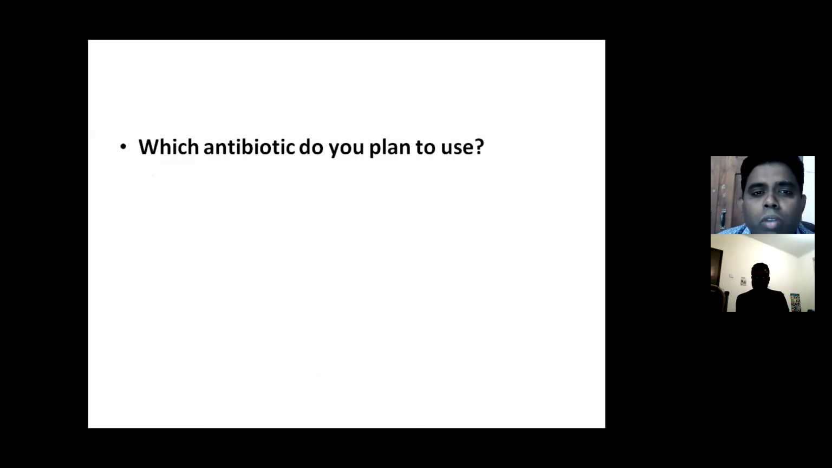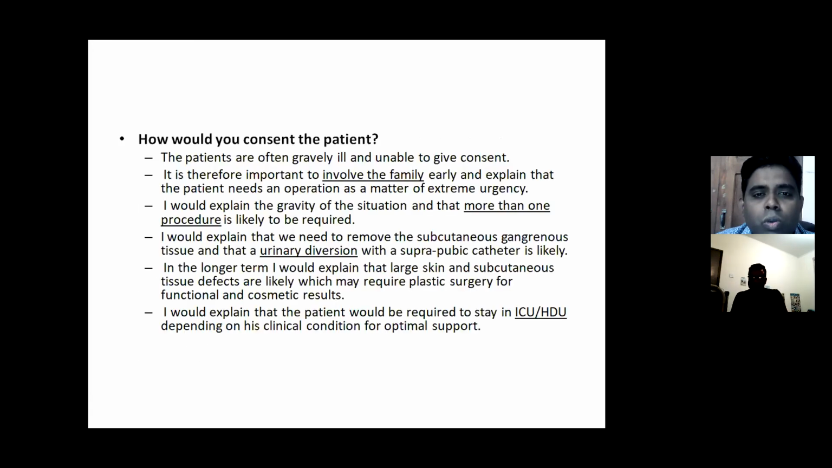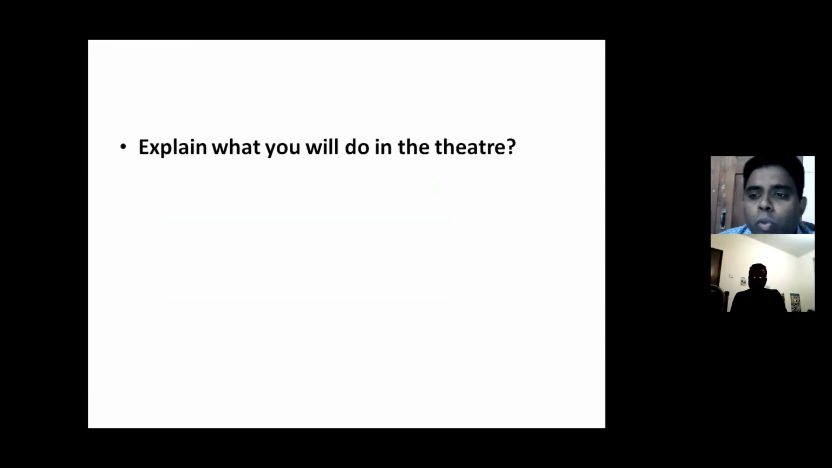So what antibiotic will you give in this patient? I already mentioned it's a polymicrobial infection. I would prefer gentamicin if there is no contraindication, a third generation cephalosporin, and metronidazole. Right. So what are you going to do in the theater?